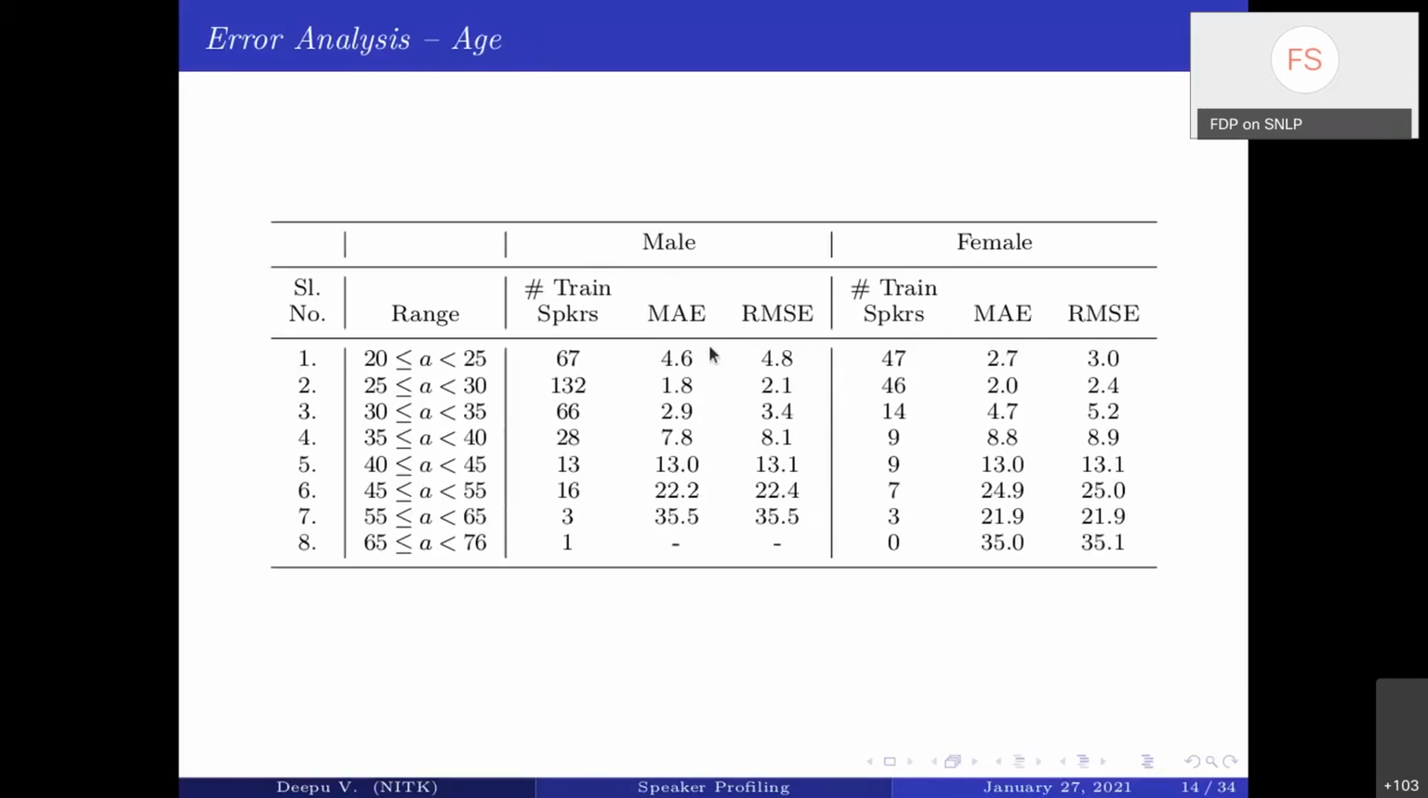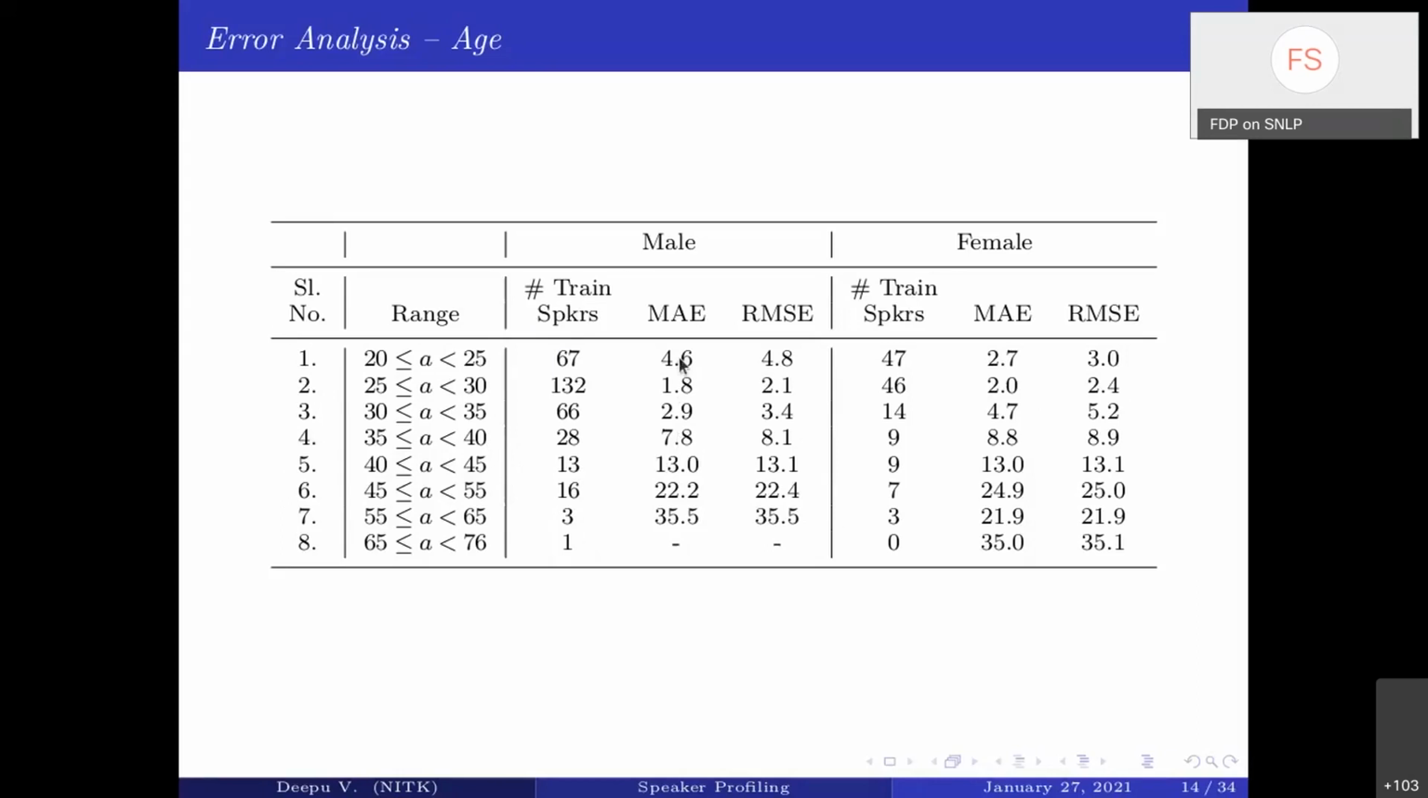Okay, and similarly in age also. But in age, what had happened is we had more speakers across different age groups. So from around 20 to almost 40, we had a lot of speakers. Then it became 10, 13, etc. So it became less in the last region.